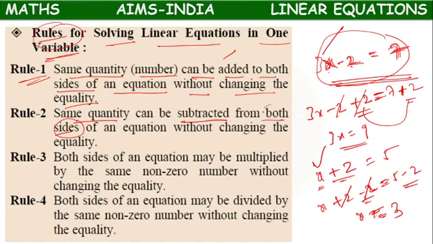So same quantity can be subtracted from both sides. Here both sides means what? LHS, RHS. Left hand side, right hand side. These two are considered as both sides. So without changing the equality, we can subtract the same number.